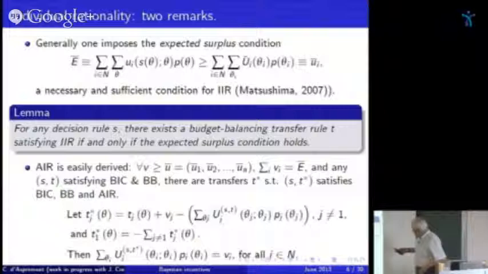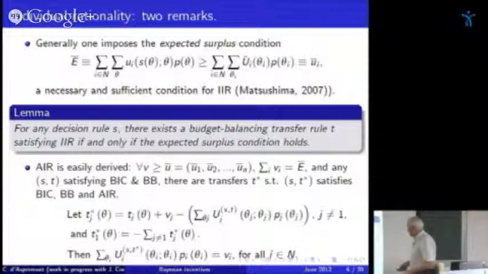Two remarks about individual rationality. To get individual rationality, you have to assume that there is some kind of surplus that you can share, because if you have no surplus, or the surplus is negative, then it will be difficult to satisfy individual rationality conditions. This is a lemma that was proven by Matsushima in a JET article in 2007: for any decision rule S, there exists a budget balancing transfer rule T satisfying interim individual rationality if and only if the expected surplus condition holds. So it goes both ways. Of course, if you have an expected surplus, you can find balanced transfer rules. This seems quite natural, but it also goes the other way. That's a lemma that I will use later on.